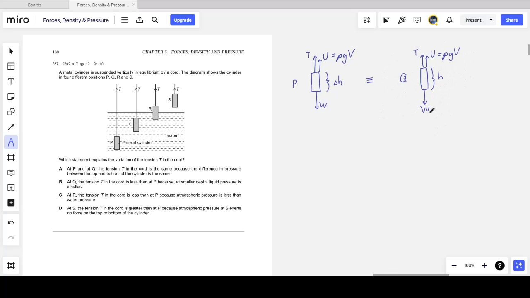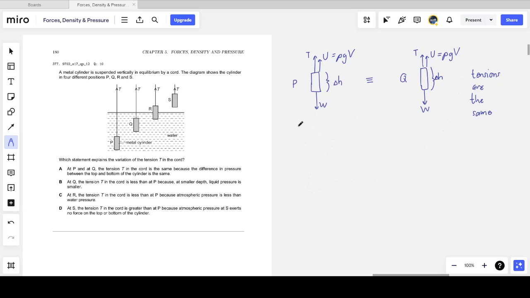So all the forces acting at point P are acting on the cylinder at point Q. This is why I've labeled them T and T, because the tensions are the same. And why am I specifically saying the tensions are the same? Because that corresponds to option A. So option A is correct, and the reason is correct as well, because the difference in pressure between the top and the bottom of the cylinder is the same. So delta H is the same in both cases, and that's why P and Q are equivalent.